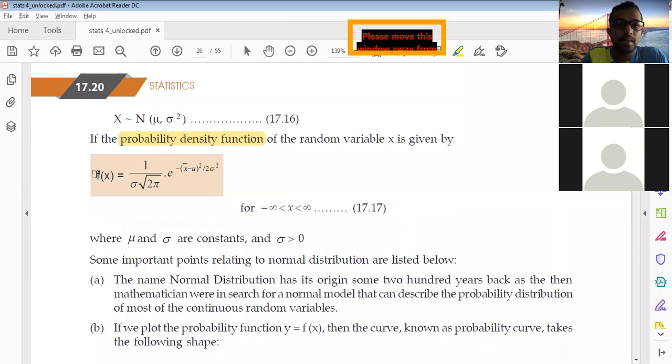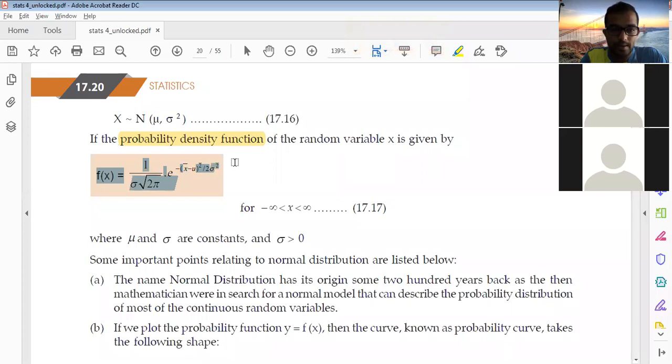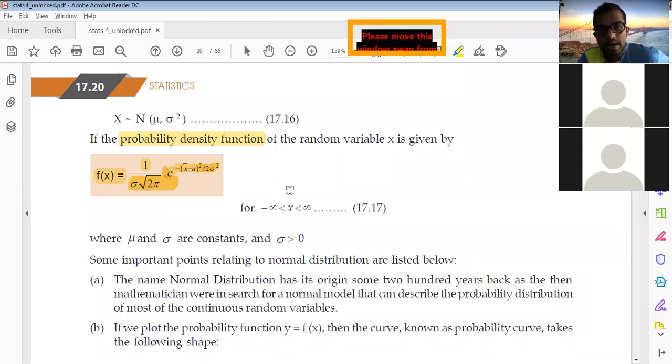And what is that formula? f of x equals 1 by sigma root 2 pi into e to the power minus (x minus mu) the whole square divided by 2 sigma square. I know it's a pretty lengthy formula, but you have to remember. f of x equals 1 by sigma root 2 pi into e to the power, exponential power, minus (x minus mu) the whole square divided by 2 sigma square.